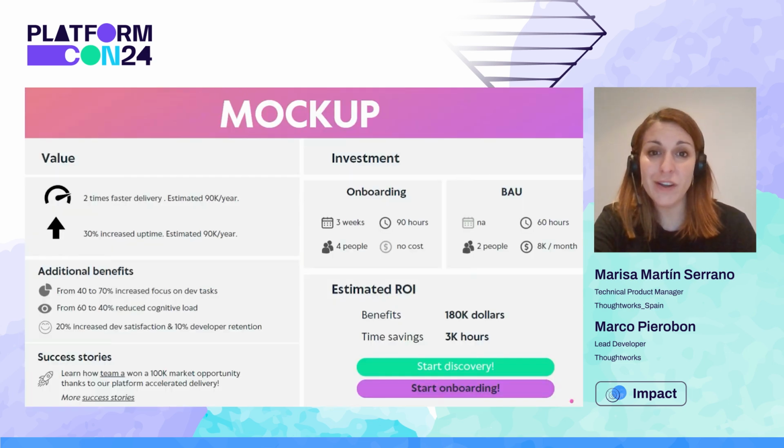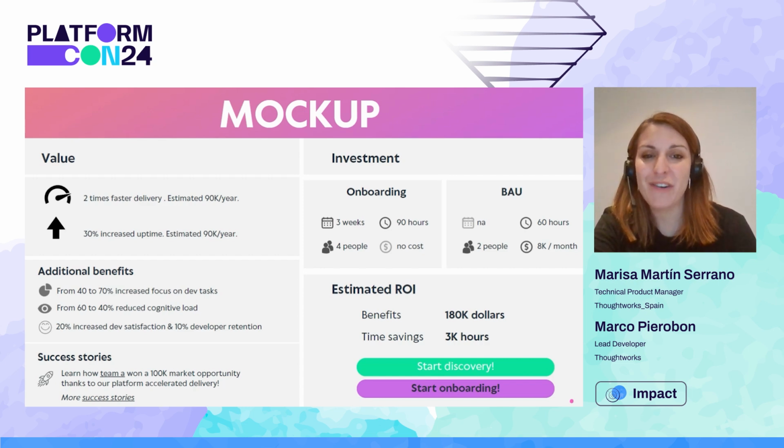Thanks to the previous form, we have collected all the necessary data for us to best estimate the return on investment for this potential user or potential user group. So now, how do we present these results? On one side, we present the value delivered in terms of the two key platform value propositions, which are accelerated delivery and increased uptime, and of additional benefits such as improvement in the developer experience or enhancements in the security and compliance practices, to name a few.